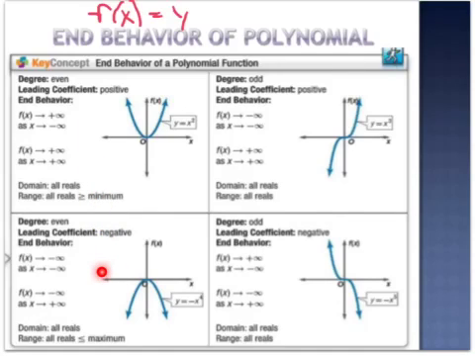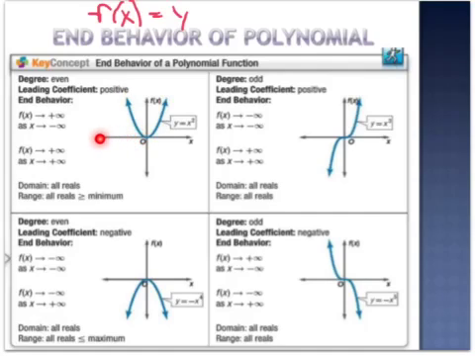So in the even degree, if the leading coefficient is positive, you guys remember that it opens up. If it's negative, it opens down. So that's anything from x squared to the fourth to the sixth, eighth, any even degree. So the end behavior, everybody, is described as this: f of x goes to positive infinity, goes up, as x goes to negative infinity.